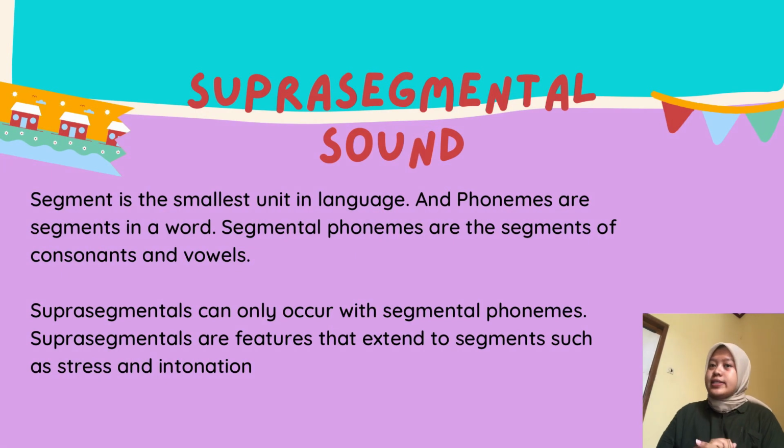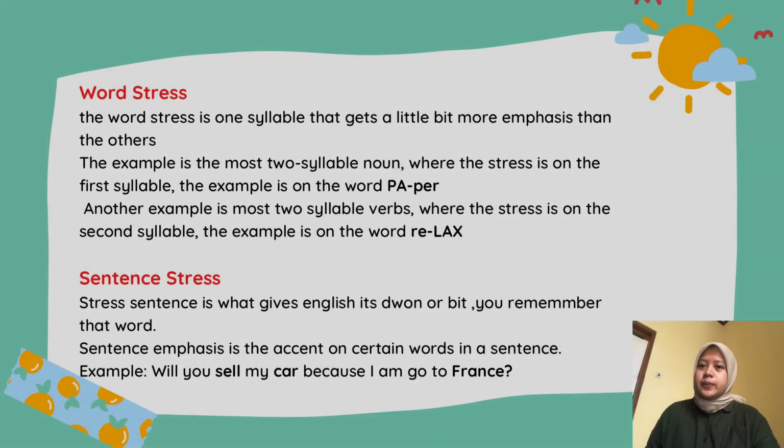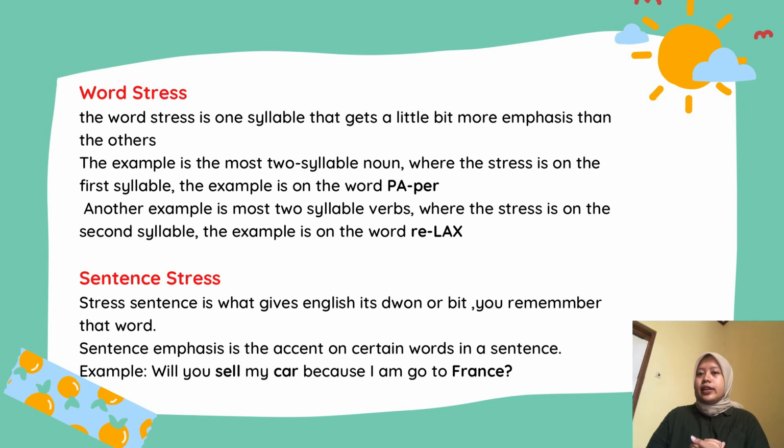The next topic, suprasegmental sounds. A segment is the smallest unit in language. A phoneme is a segment in a word. Segmental phonemes are the segments of consonants and vowels. Suprasegmentals can only occur with segmental phonemes. Suprasegmentals are features that extend over segments, such as stress and intonation. After learning about suprasegmentals, we continue with word stress and sentence stress.